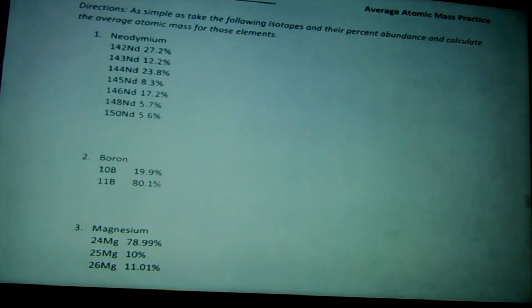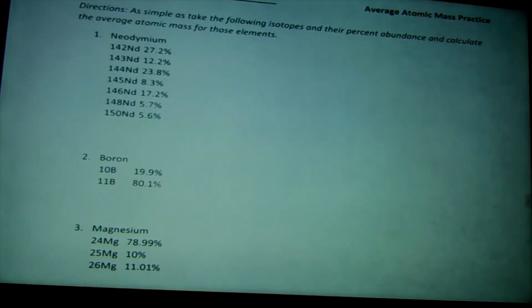Alrighty guys, so I gave you this average atomic mass practice sheet. Hopefully you feel like you're doing really well with it. It is not that bad, I promise you, okay? I literally just gave you 5 problems on this sheet because I feel like once you do the 5 problems, you're like, I have this.